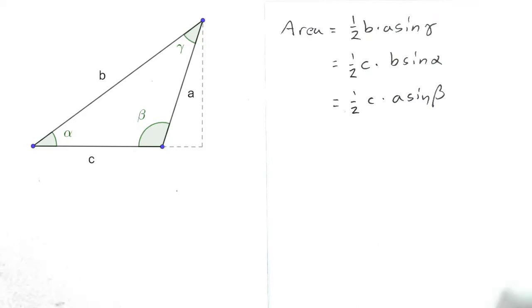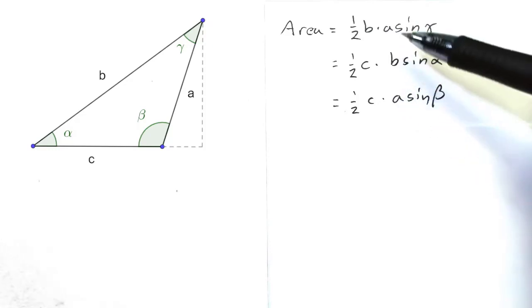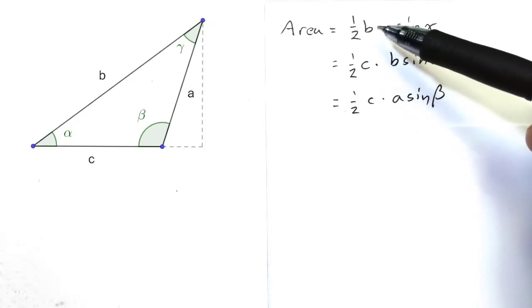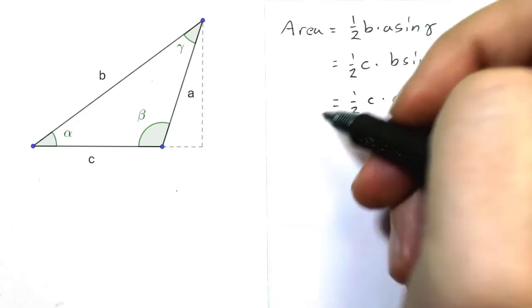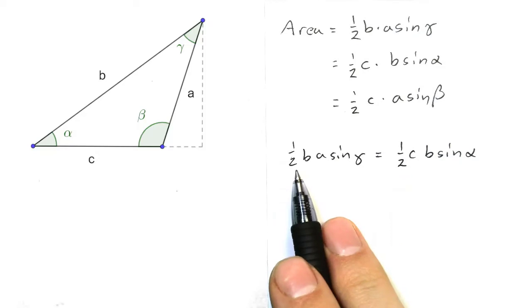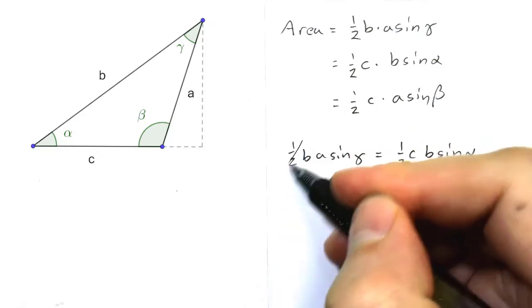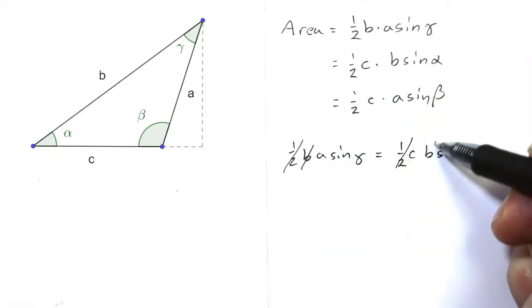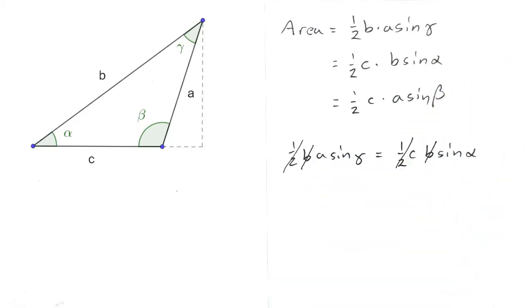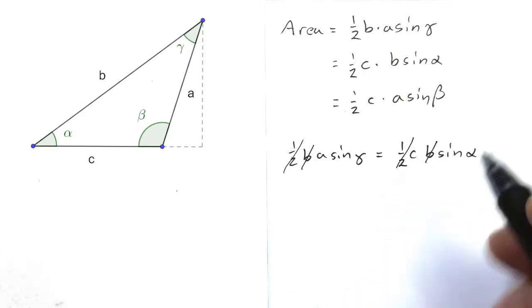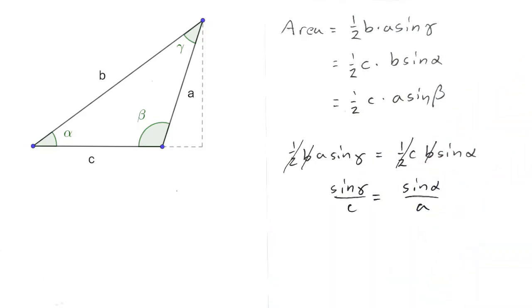Now what we're going to do is, since these are all equivalent ways of expressing the area, we can set these equal to each other. So I'm going to take the first line and set it equal to the second line. Let's see what we get. Now, when I have this equation, I can divide both sides by 1/2, and I can divide both sides by b. And what I can do now is divide both sides by a and divide both sides by c. And so we have this equation.